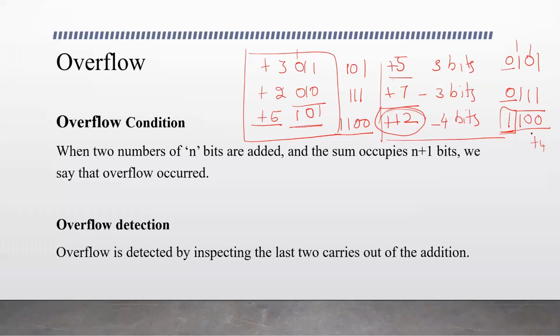Now there is a procedure to detect if there is an overflow or not. Overflow is detected by inspecting the last two carries out of the addition. What we do is we add two numbers and we see the carries. We have to note down the carries. So for example, let me take the numbers where you will get overflow: plus 7 and plus 5. We are adding 7 and 5.